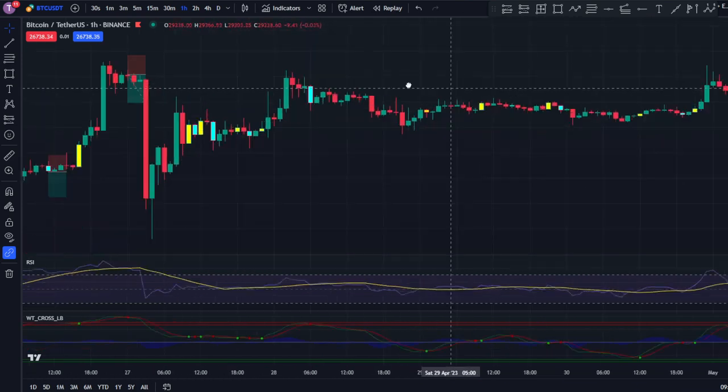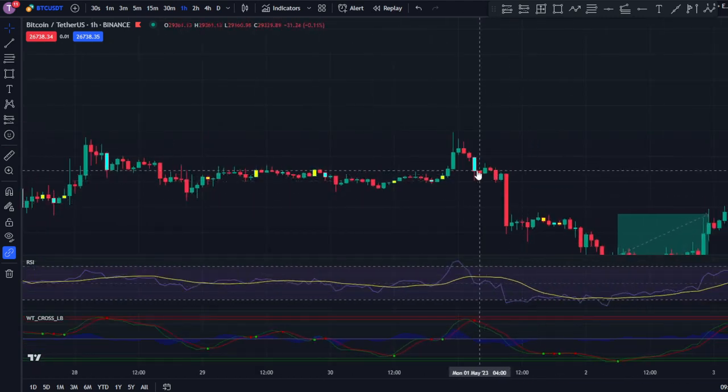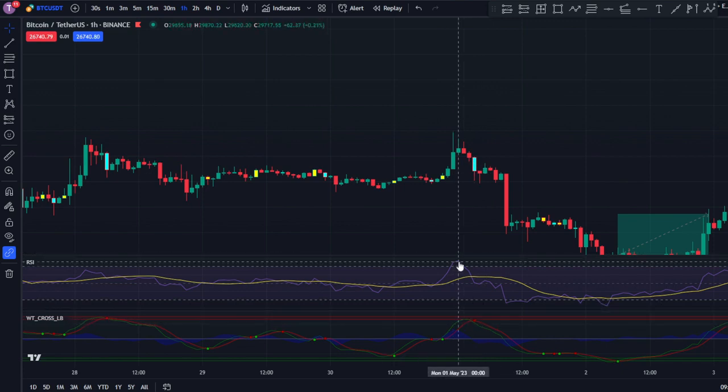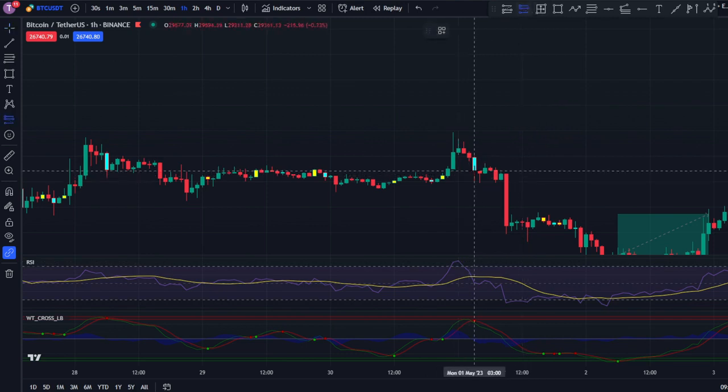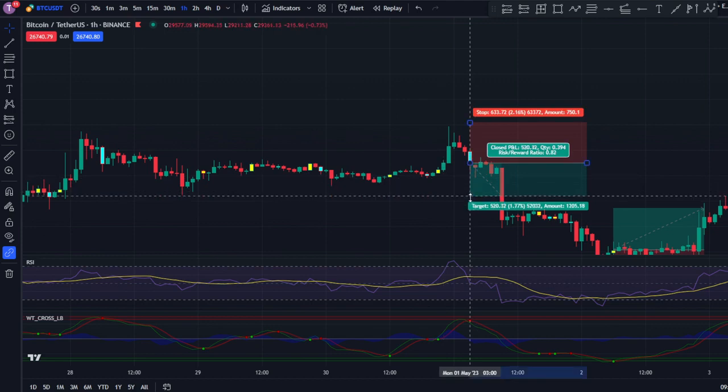Let's look for some more trades. Here we have another valid and very nice position. What we see here is the formation of this red dot. It's coming from the overbought area above the 70 area. We'll take that trade, stop loss right above, and we aim for 1.5:1.